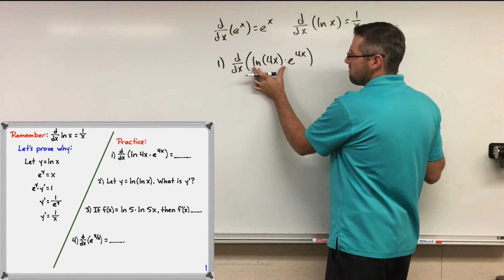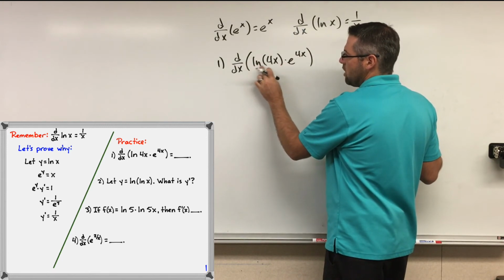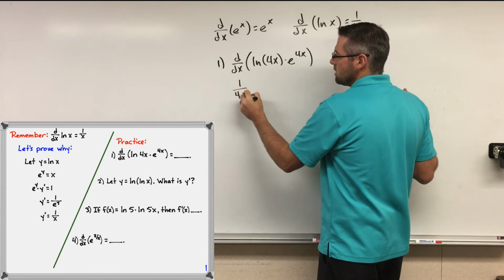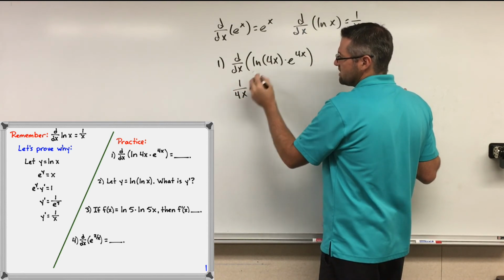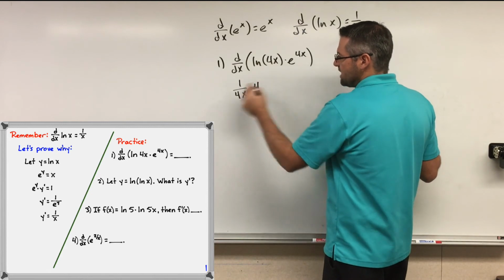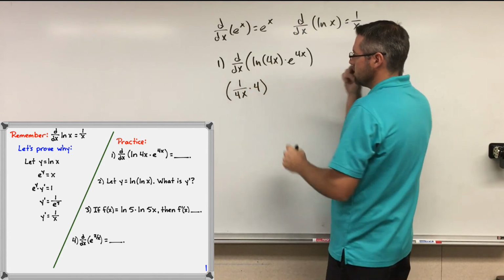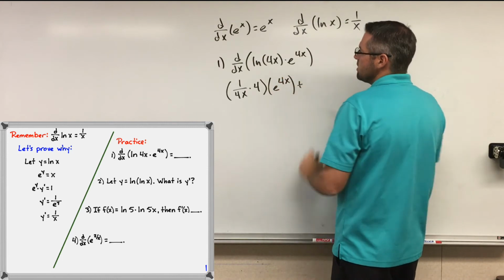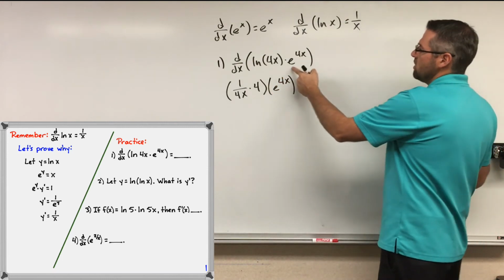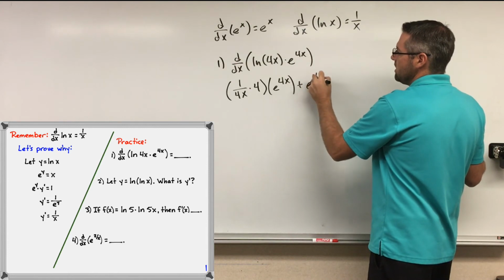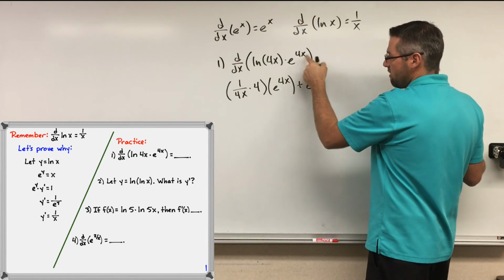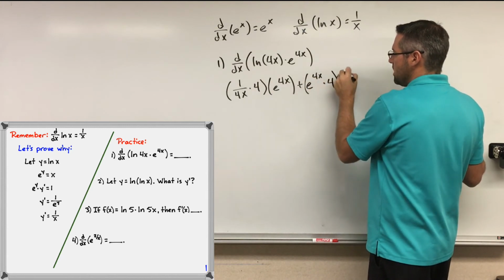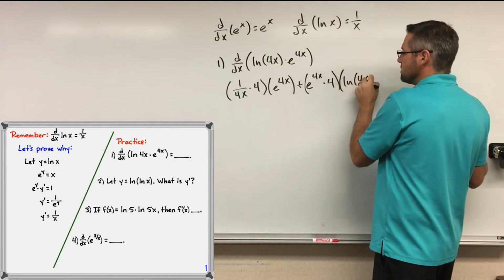So what's the derivative of the first thing? Well, the derivative of natural log of something is 1 over that something, so 1 over 4x, and then times the derivative of that something, so times 4. That's the derivative of the first piece. Then times the second piece, plus the derivative of the second piece. So the derivative of e to the anything is e to the anything times the derivative of the anything. So we're using the chain rule again. And then times the first piece. So times natural log of 4x.